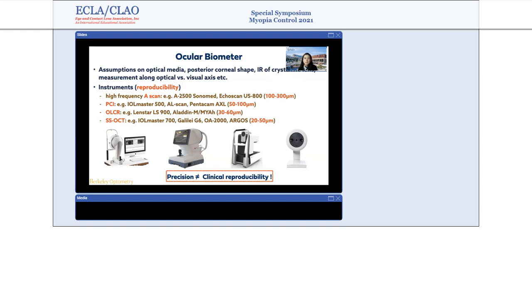However, the precision reported by the manufacturers may not be the actual clinical reproducibility, especially in the pediatric population. The precision is usually reported with the same instrument with proper calibration, a very experienced examiner, and a very highly cooperative patient with very clear optic media. And if any of those factors do not hold, we may see a much larger clinical reproducibility, or range of variation, as compared to the 10 to 20 microns reported by the manufacturers.